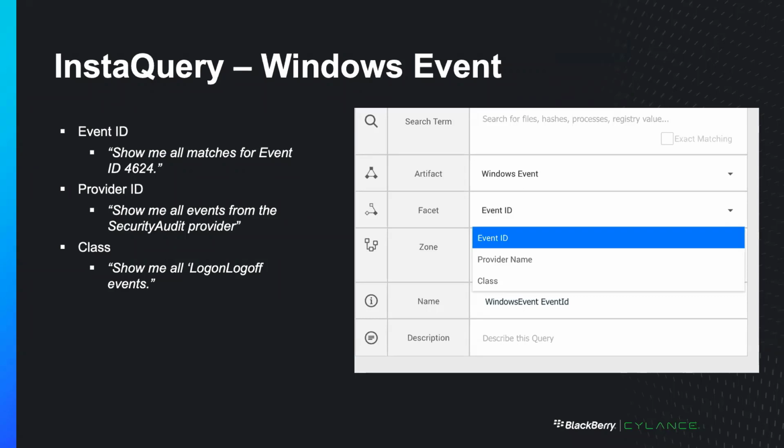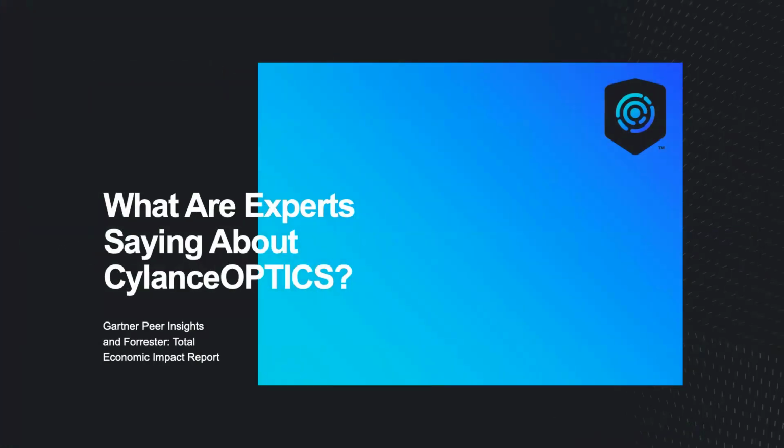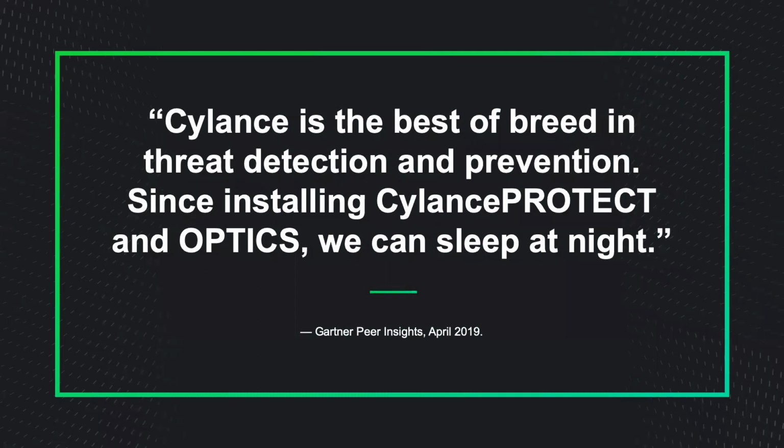Now with this additional set of data and with these great sensors and the flexibility of the platform, what are some of the experts saying about CylanceOPTICS? What are some of your peers saying? What are some of the analysts saying about this? The first, from Gartner Peer Insights: Cylance is the best of breed in threat detection and threat prevention. Since installing CylancePROTECT and CylanceOPTICS, we can sleep at night. This means that your security team is feeling more comfortable with their environment. They know that they have a strong set of detection and prevention logic stopping as many threats as possible, and that if, in the rare event that something does happen, if a piece of malware does execute, if a malicious actor does compromise a set of credentials, there's a supporting set of data to quickly and efficiently triage that, determine what happened, and start to pull together a response story.